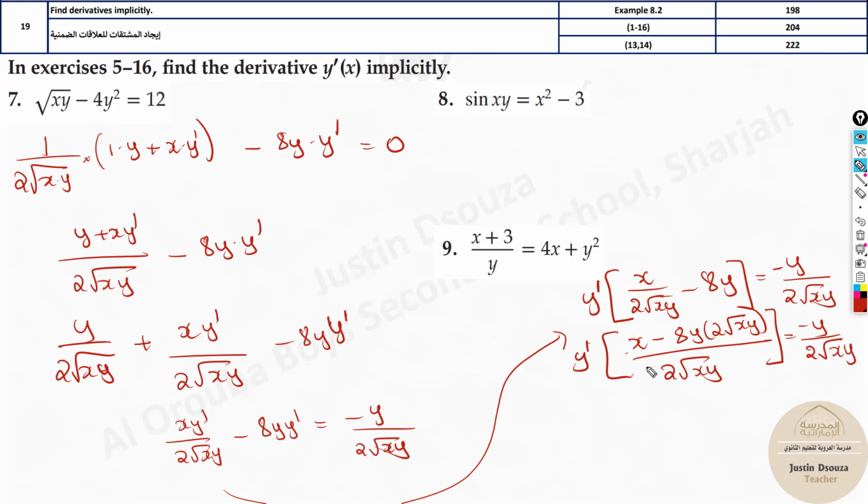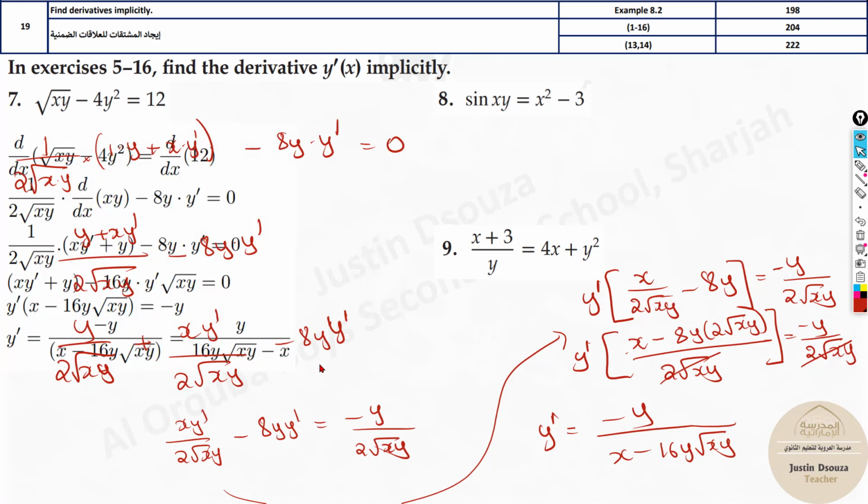Now this is all multiplication, right? So I can just take this to the other side and this cancels. See, I'll just show you, this cancels with this. Why? Because they are all multiplication. And now basically whatever is over here just goes to the denominator. Y dash equals minus y divided by x minus 8y. Now I'll simplify this. 8 times 2 is 16y root xy. So this would be the answer. This is a simplified answer.